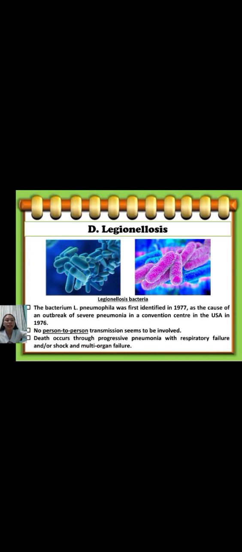So the disease is characterized by a high fever, about 40 degrees Celsius, cough, and general symptoms of pneumonia. Usually the symptoms are this high fever and cough.